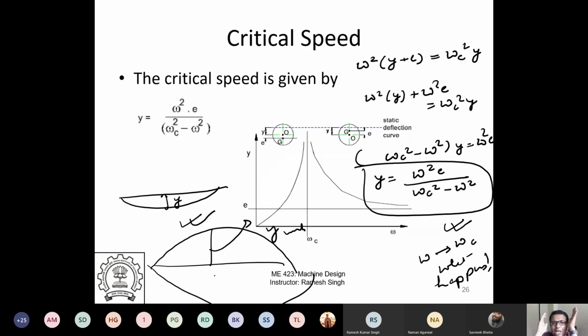But even when you get very close to omega c, a lot of damage gets done because of these high deflections right at the load. Where the load is, you'll have very high deflections. So this will create a lot of problems. That's why critical speeds need to be understood, because failure will happen because of these high deflections.